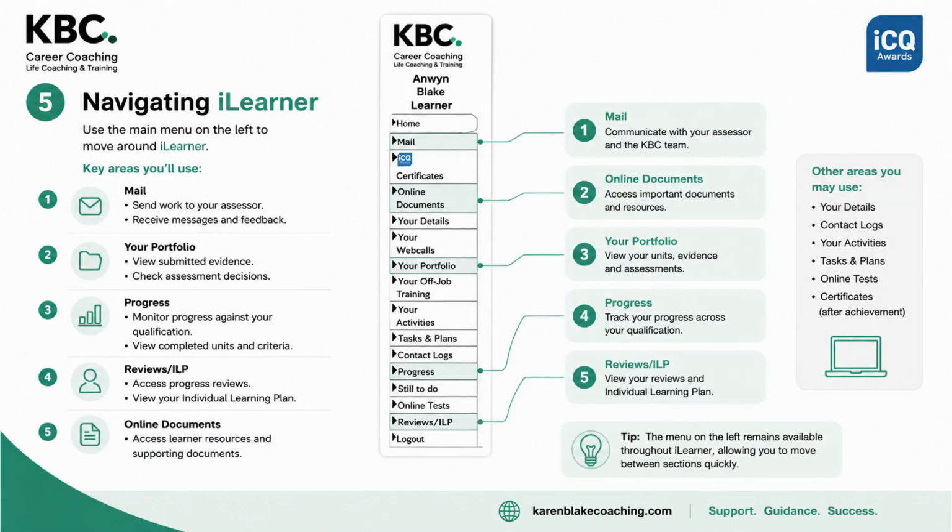The menu on the left-hand side of the screen allows you to navigate around iLearner. The main areas you'll use are Mail, your portfolio, Progress, Reviews and ILP, and the Still to Do section. We'll look at each of these areas in more detail throughout this induction. As you become more familiar with the system, you'll find it easy to move between different sections and monitor your qualification progress.